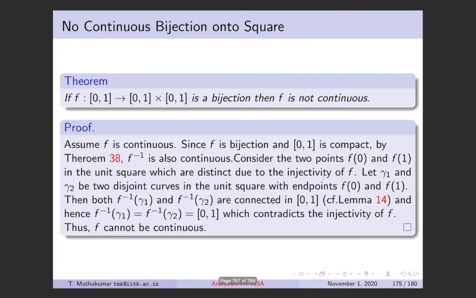Now these are two distinct points because f is injective. Now what you do, you take two curves, gamma 1 and gamma 2, disjoint curves in the unit square whose endpoints are f of 0 and f of 1, right? So these are two points on the square. You just take two distinct, disjoint curves joining f of 0 and f of 1. Let's call them gamma 1 and gamma 2. Such a thing is possible in R2.